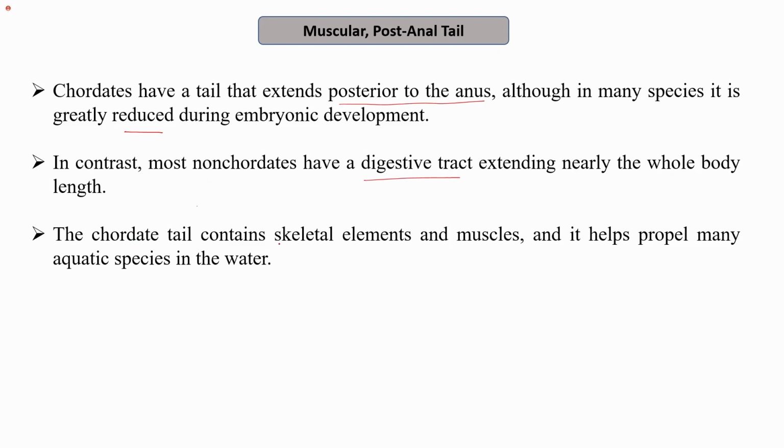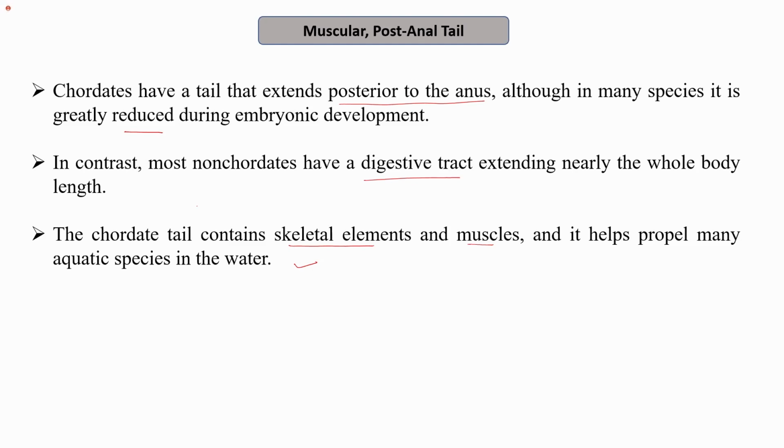The chordate tail contains skeletal elements and muscles, and it helps propel many aquatic species in the water. Therefore, in fish also we see the tail. So what is the function of that? It helps the fish to propel itself in the water. That is, it allows swimming also. It provides direction while swimming. Therefore, there are many functions of this post-anal tail.